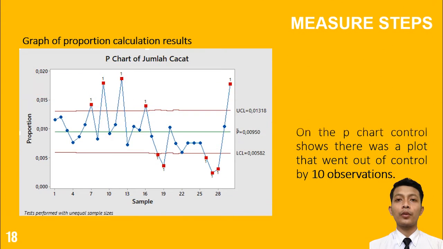From the graph of the proportion calculation result on the P chart control, there were plots that went out of control, at 10 observations. So it can be said that the EPTB defect has not been controlled statistically.